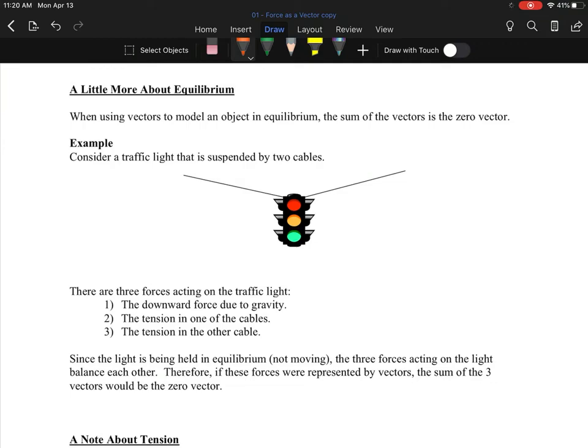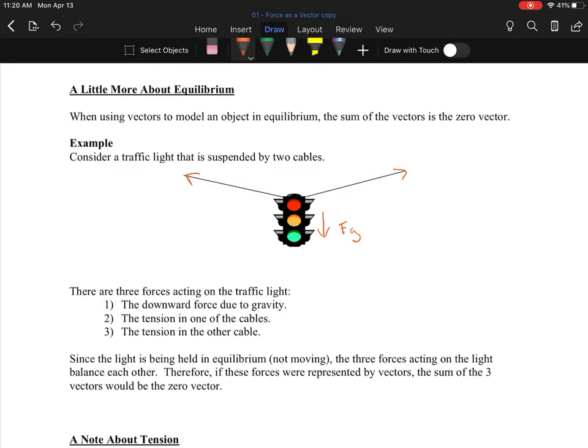In this situation, there are three vectors. There's the downward force of gravity. Gravity is pulling downwards on this lamp. Now, the other vectors are tension in the one cable and tension in the other. These two cables are each doing some of the job of holding this up. They're pulling upwards and outwards. The two outward forces are balanced out, and the upward forces are balanced out.